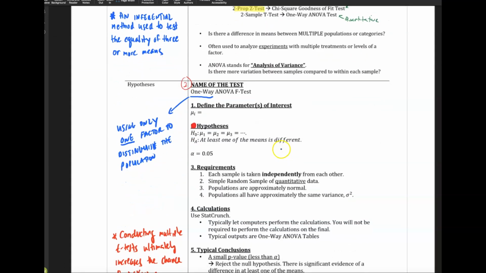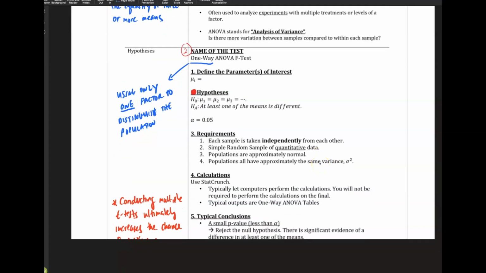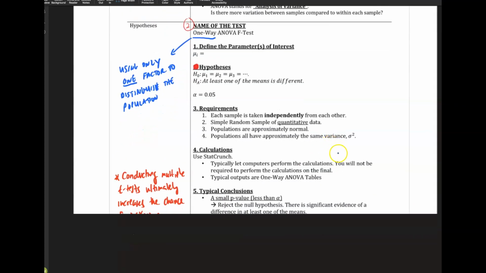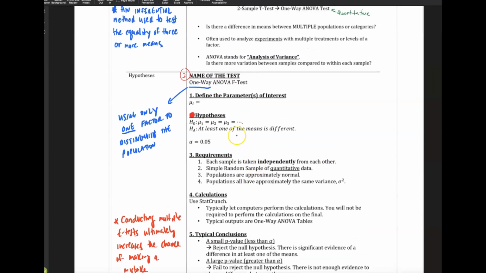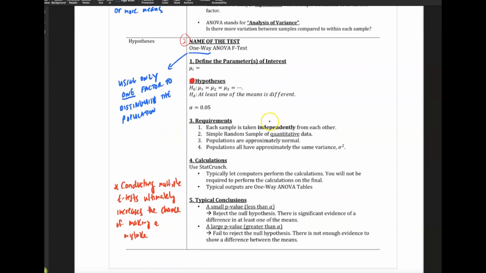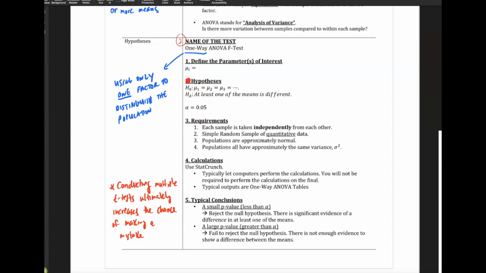Of course, we're going to use statistics or technology to do this. It's a lot of calculations by hand to calculate those values. You have a process that we use to do this analysis of variance. First, you define what your parameters of interest are. Then the hypothesis: the null is that the means are equal to each other, and the alternative is that at least one is different. And so we march down the same way with a hypothesis test here.